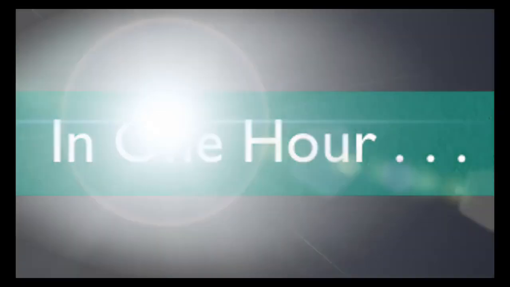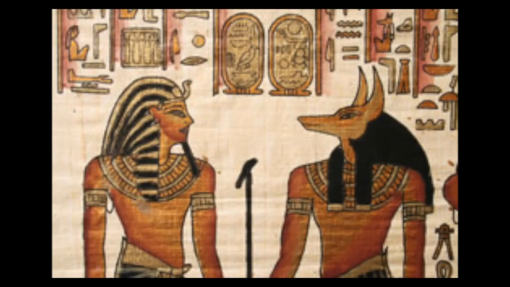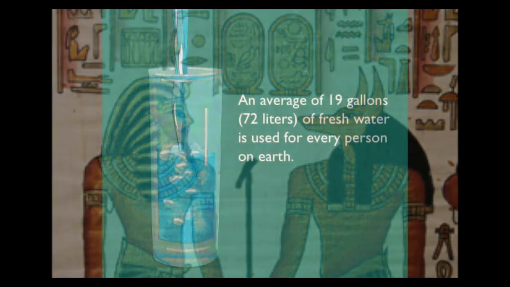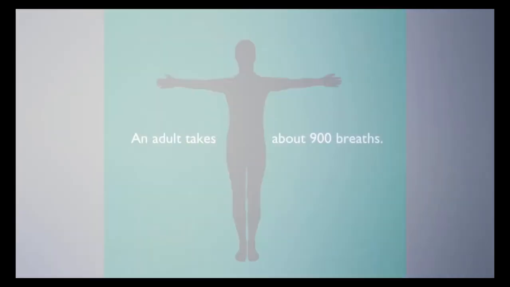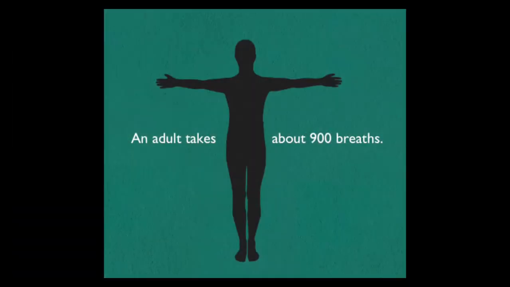The hour was also created by humans. The hour we use today comes from the Egyptians. 4,000 years ago, they began dividing the daytime and nighttime, each into 12 parts. Did you know that in 1 hour, an average of 19 gallons, 72 liters of fresh water is used for every person on Earth? An adult takes about 900 breaths in 1 hour.